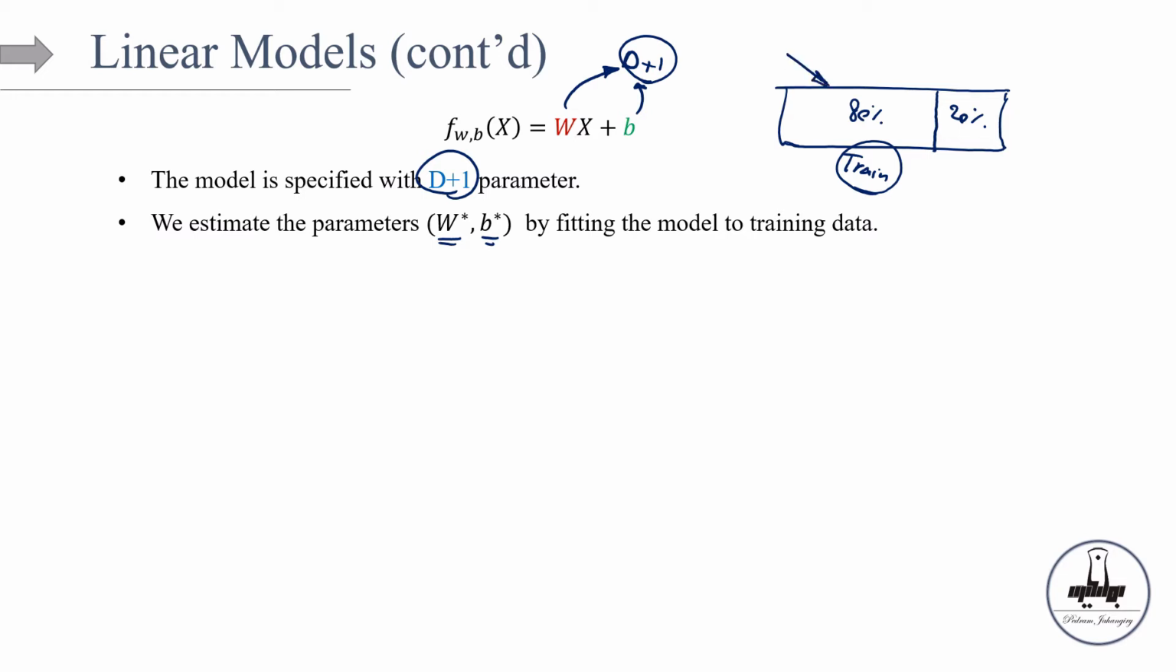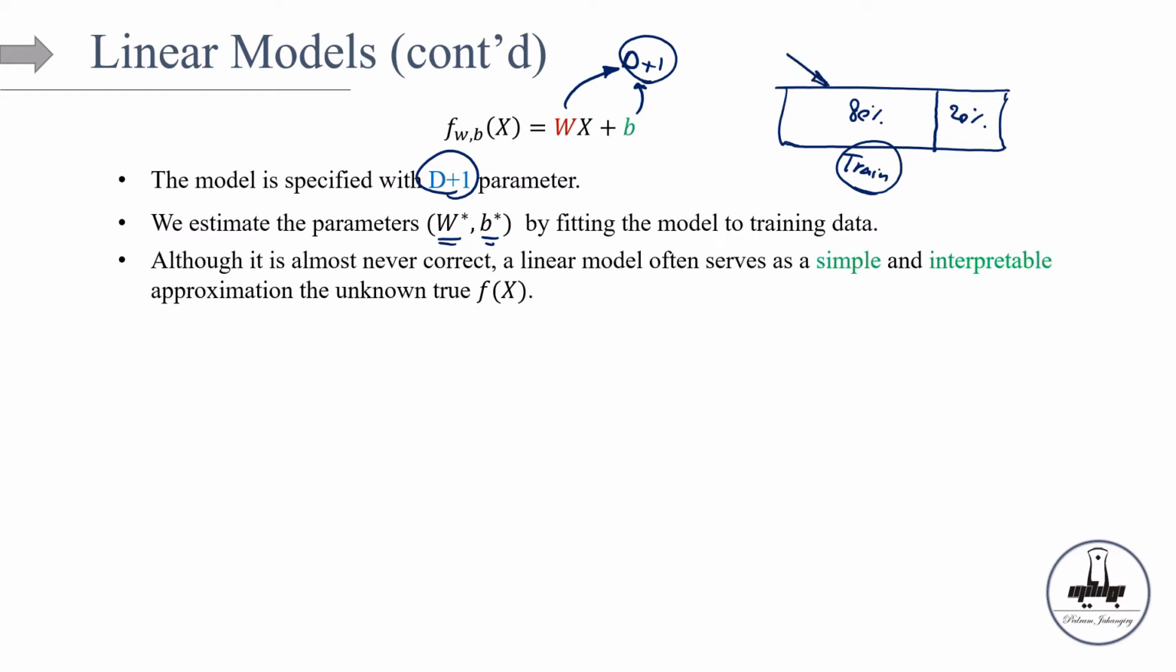Okay. Then, although it is almost never correct, a linear model often serves as a simple and interpretable approximation of the unknown true f of x, right? So remember, guys, at the end of the day, we are trying to estimate this true relationship in the data, but we know that it's unobservable.